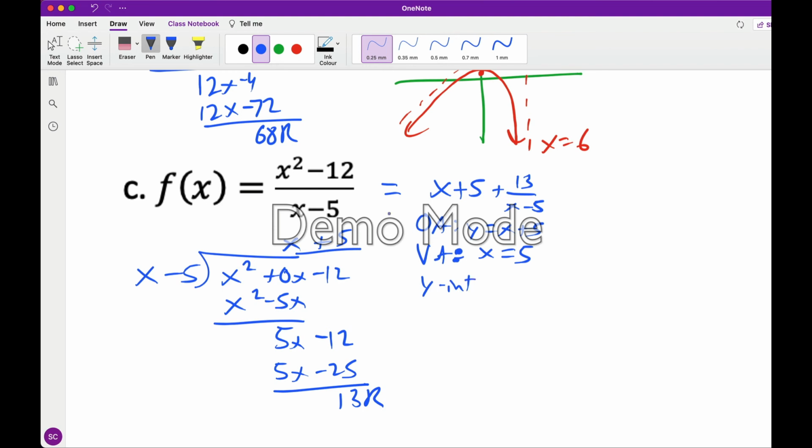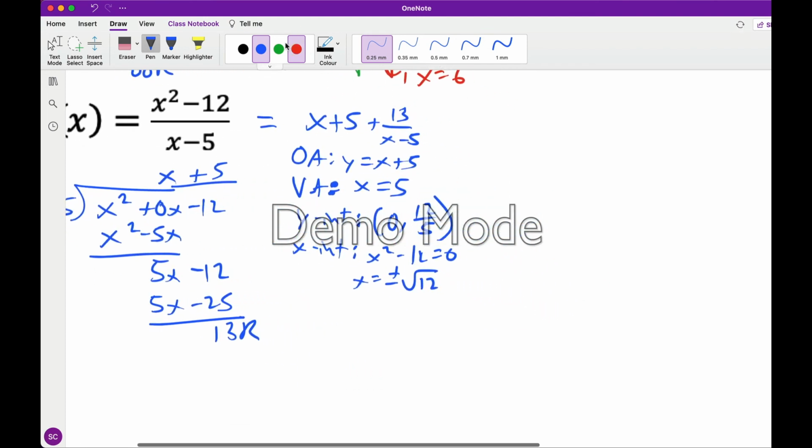The y-intercept is going to be, plug in x equals 0, you get 12 over 5. Okay, which is about 2.4. And the x-intercept we can get this time. It's pretty easy. You're going to have x squared minus 12 equals 0. So x equals positive negative root 12, which is 3 point something.